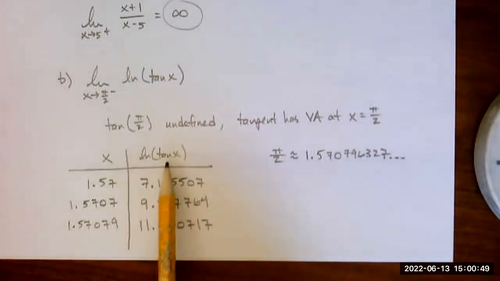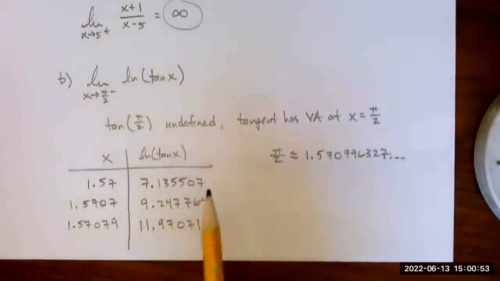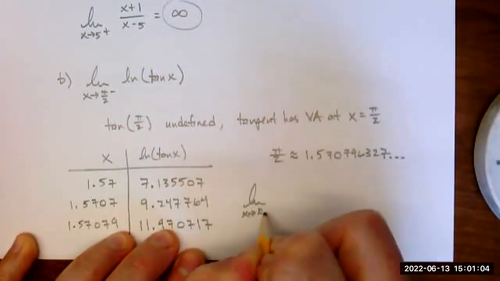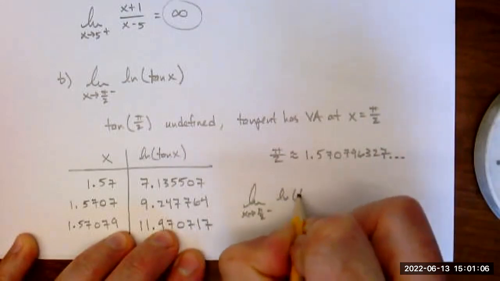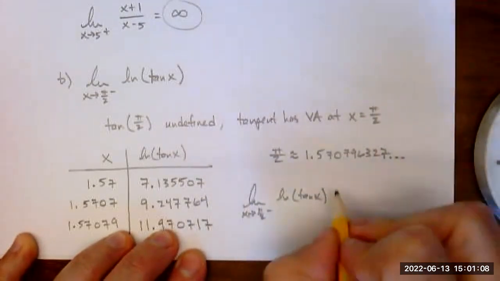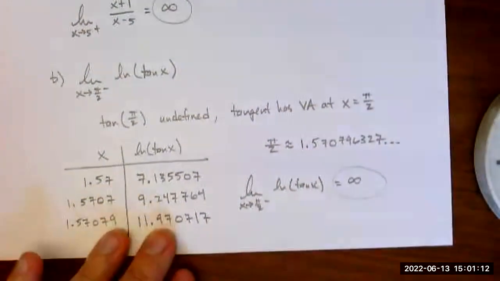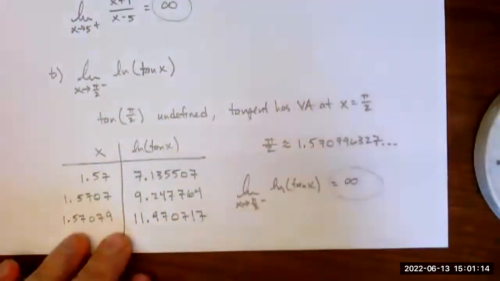We can recognize that, yes, those increases are getting smaller, but the numbers are still getting bigger. And so we know that this limit is also slowly, but it is going towards positive infinity based on our table.